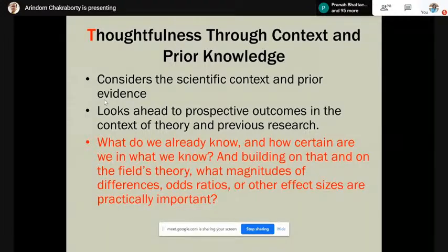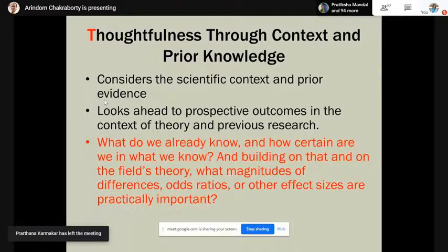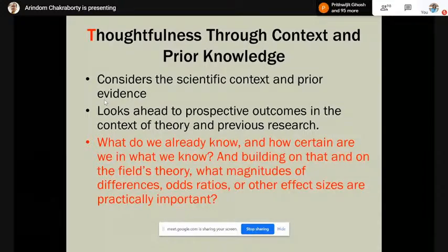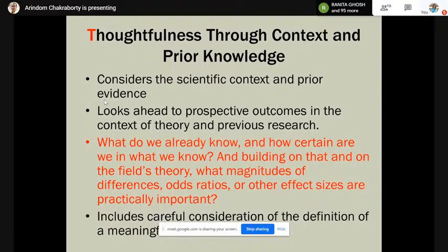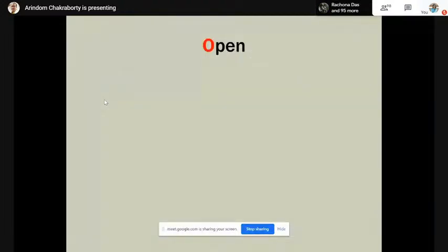And building on that and on the field theory, what magnitudes of differences, odds ratios, or other effect sizes are practically important? So far, what I was telling is that whenever I say something is important or significant, it's not just statistics. It should be scientifically so. I should ask whether it's practically significant, practically important, and you have to consider all these things carefully if you are thoughtful enough.